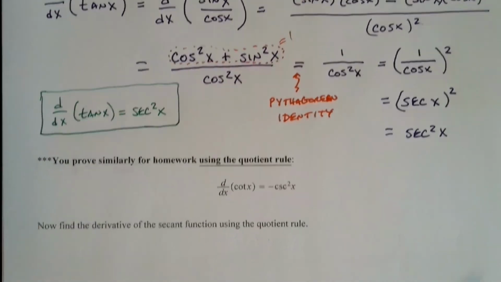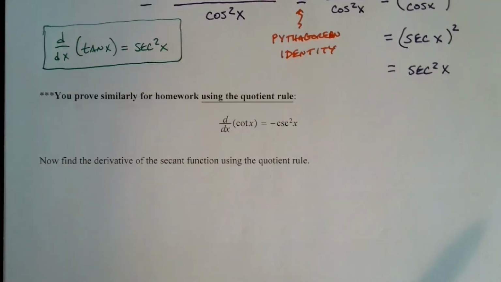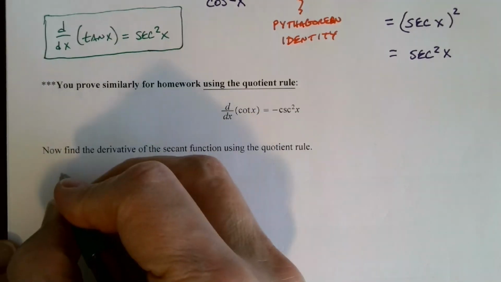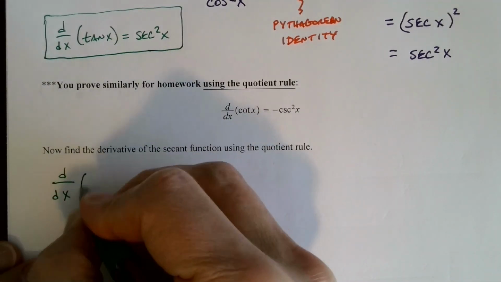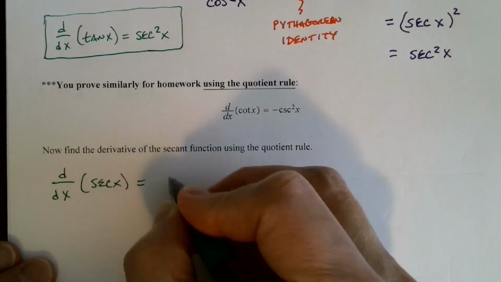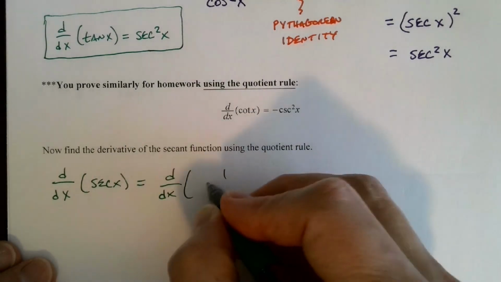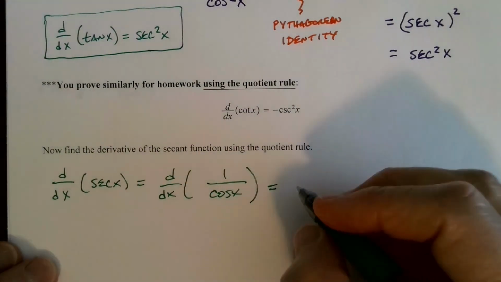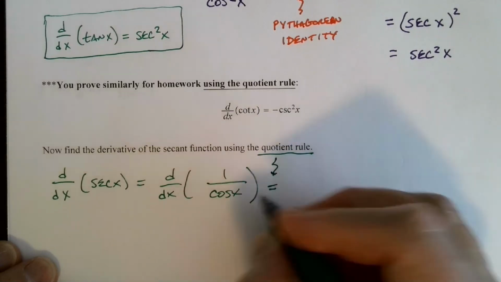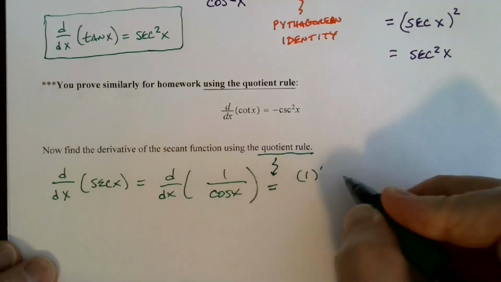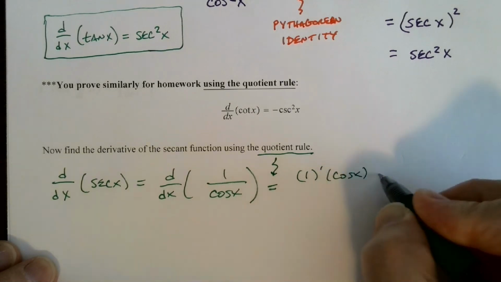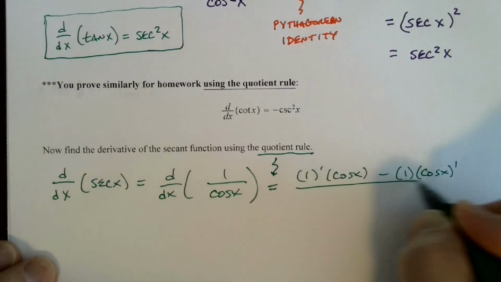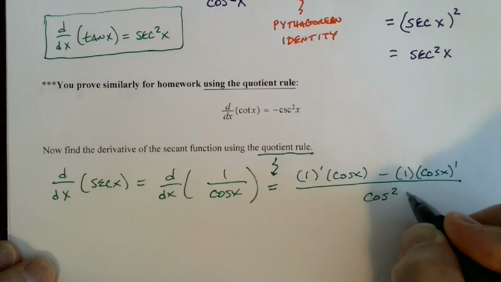Okay, that gives us 4 trig functions. 2 more. So now we're going to find the derivative of secant using the quotient rule. And so how do we do that? Well, we just said secant x is the reciprocal of cosine. And so here's where the quotient rule comes in. The top function is just 1, which is going to make things easy. Derivative of the top times the bottom minus top times the derivative of the bottom, all over the bottom function, cosine x squared. I'll just write that as cosine squared x.